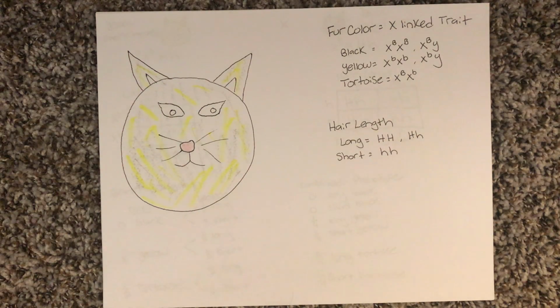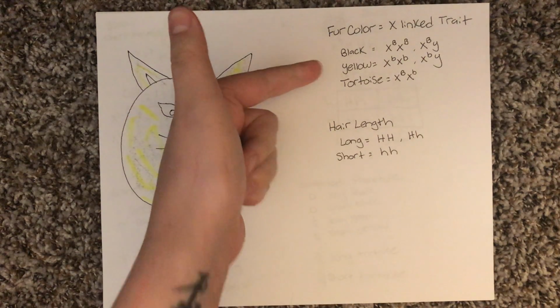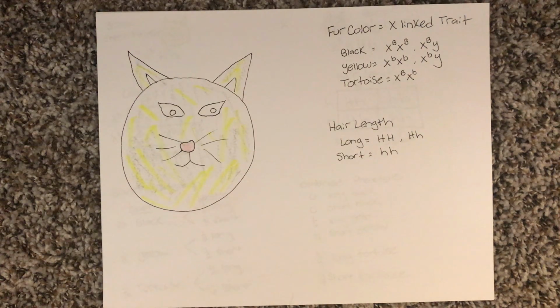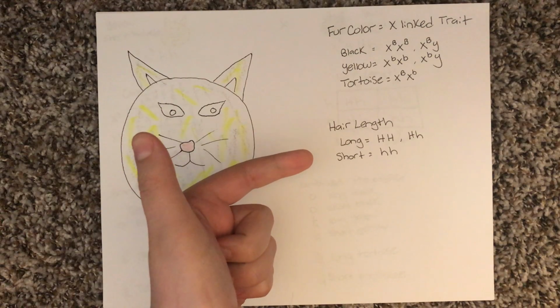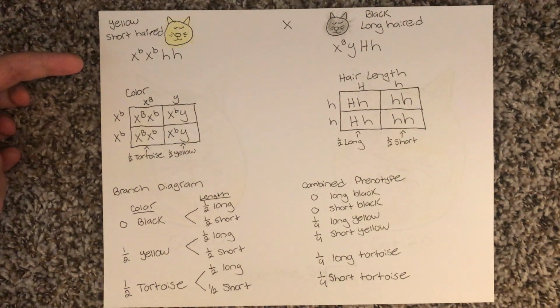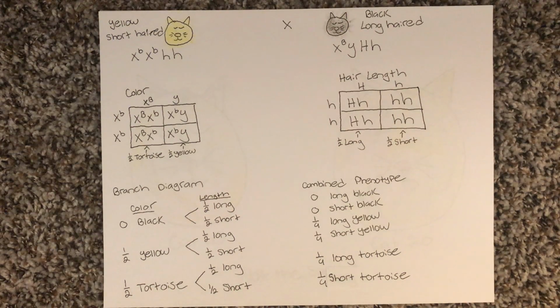The fur color is an X-linked trait where big B produces black fur, little b produces yellow fur, and a female that's heterozygous presents both black and yellow fur, called tortoiseshell. If I were to add in another trait for the cats, where long hair is dominant and indicated by a big H, while short hair is recessive and denoted by a little h, and I crossed a yellow short-haired female with a black male heterozygous for long hair and was curious about the ratio of phenotypes in their progeny, I could utilize a branch diagram to figure it out.